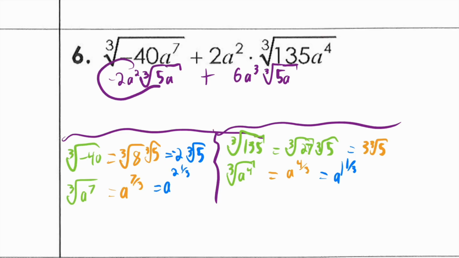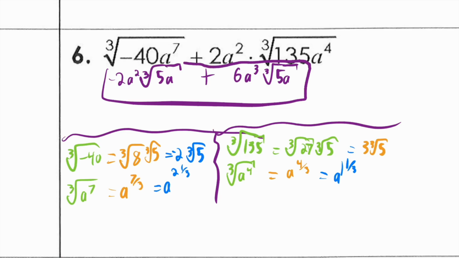And hey, look, these are, I thought they were going to be, but they're not actually. Sorry, I thought they were like terms. And I realized this is a power 2, this is a power 3, so they're almost like terms. They're so close. They're both cube root 5a's. They both have a's, but one's power of 2, one's power of 3. So this is actually just our answer. We can't combine them.